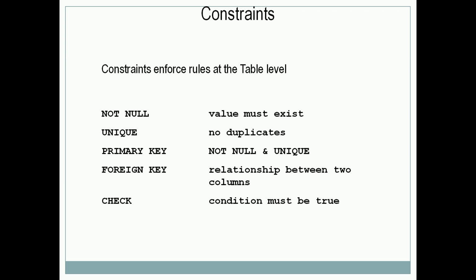Second is unique. It means it should not have any data repeated. Third rule is primary key. It means there should be no duplicate data, no repeating data, plus there should be some value.